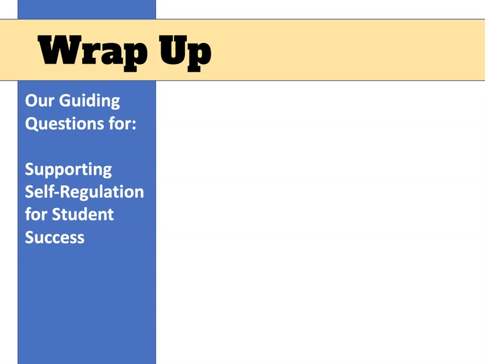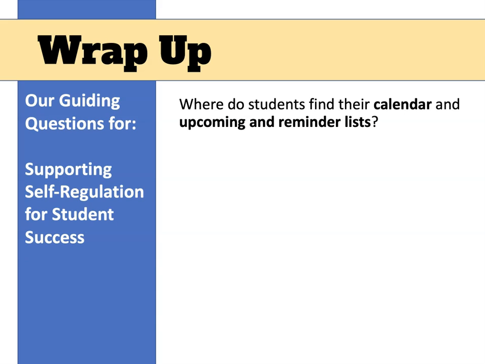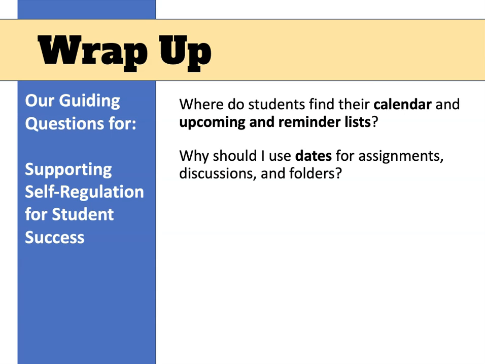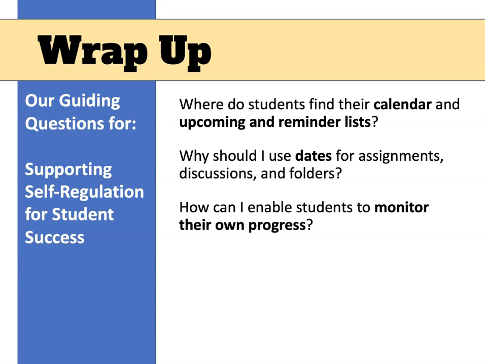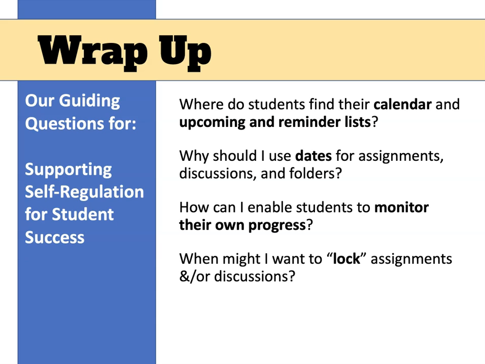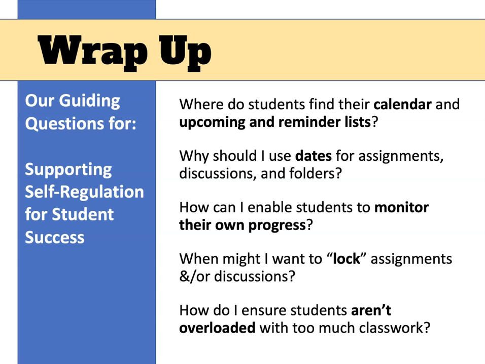Well, that's all for this class. Here we are in the wrap-up. I hope through this class and information you've been able to feel comfortable and confident with where students find their calendar, upcoming and reminder lists, when you might consider using dates for folders and not just for assignments and discussions. How is it that you can use those completion rules to give yourself that at-a-glance view of everyone and to give students their own individual progress monitor tool? When you might want to consider using the lock assignment option, and how you can plan with insight about your students' classwork and load across all of their other classes.